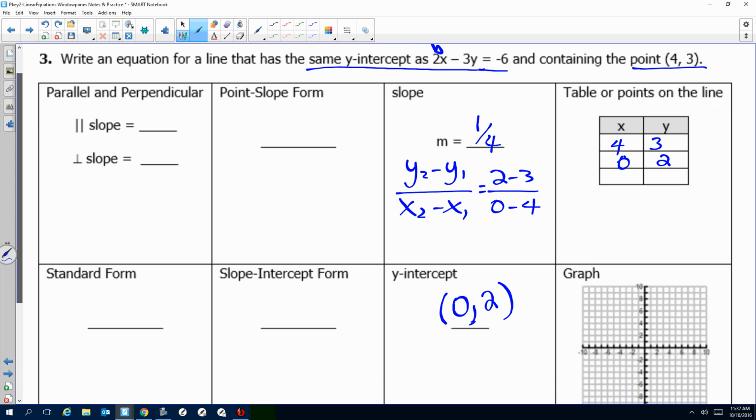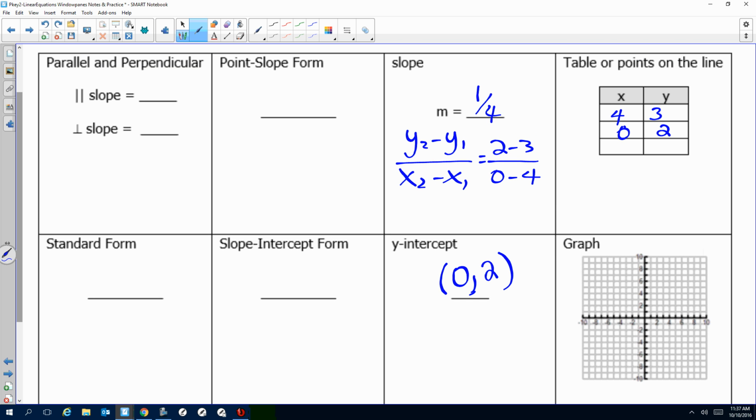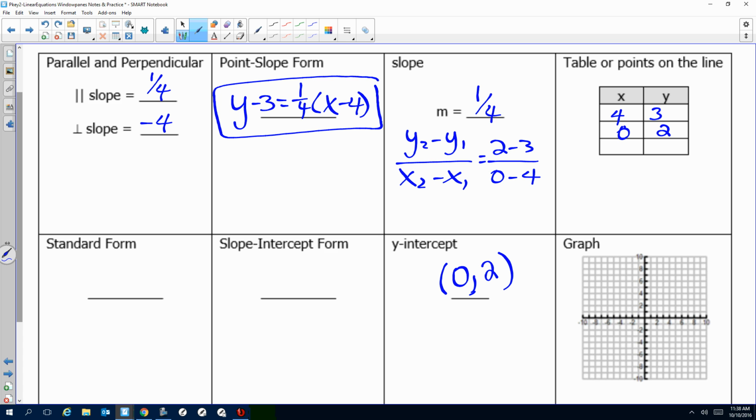We have our y-intercept. What can we fill in next? We can go parallel, perpendicular. Parallel would be 1/4. Perpendicular? Negative 4. We have our slope, our y-intercept, and we have points in the table. So what do y'all want to do next? Point slope form. Okay, so I can use my point, 4, 3, and my slope. So that would give me y minus 3 equals 1/4 parentheses x minus 4. I just plugged in the point. You could use the other point, 0 and 2. That's fine. Just keep it in that form. So you get more than one answer.